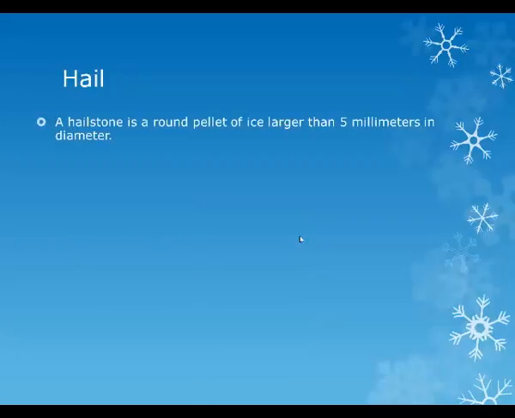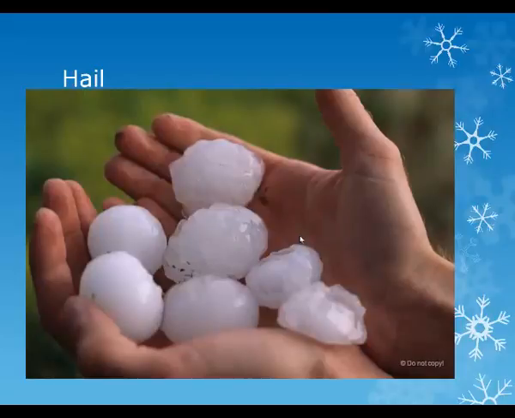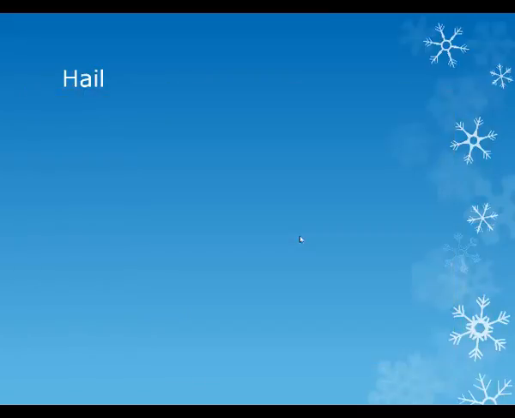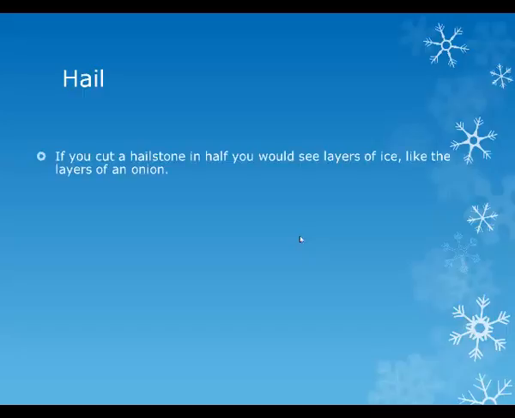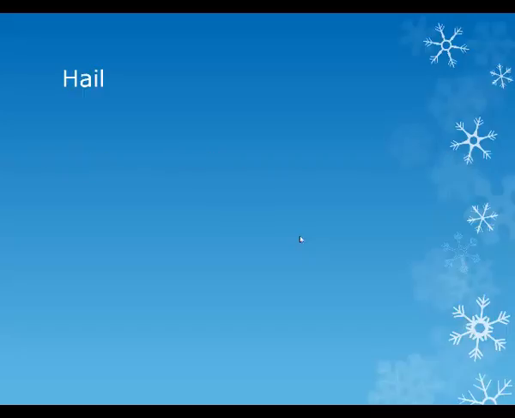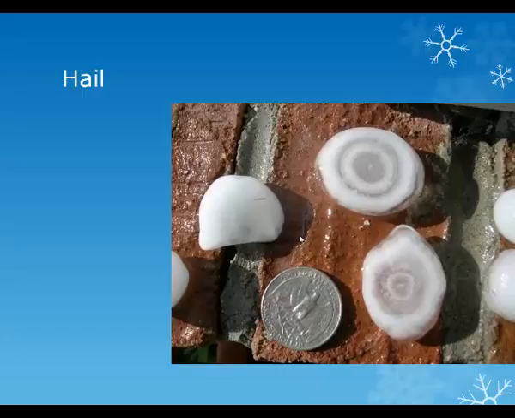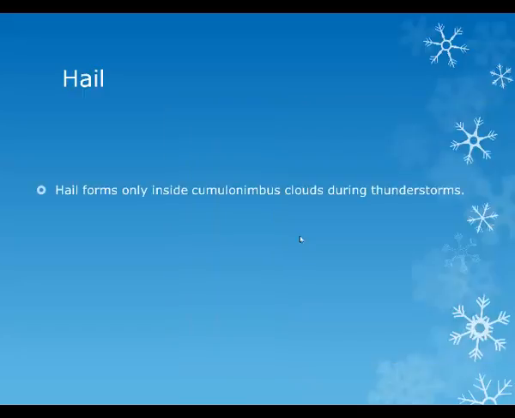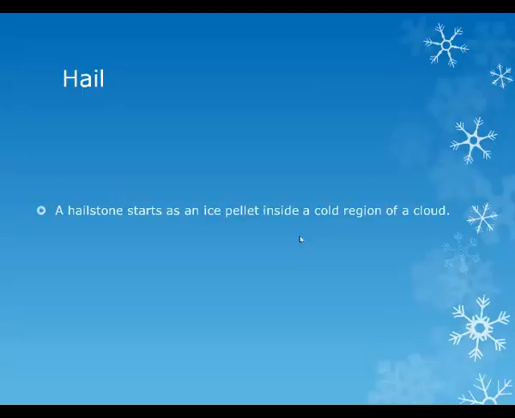Hail. A hailstone is a round pellet of ice that's larger than 5 millimeters in diameter, so it's about a half of a centimeter. A picture of some hailstones. So if you cut a hailstone in half, you can see layers of ice. Hailstones form inside cumulonimbus clouds during thunderstorms.